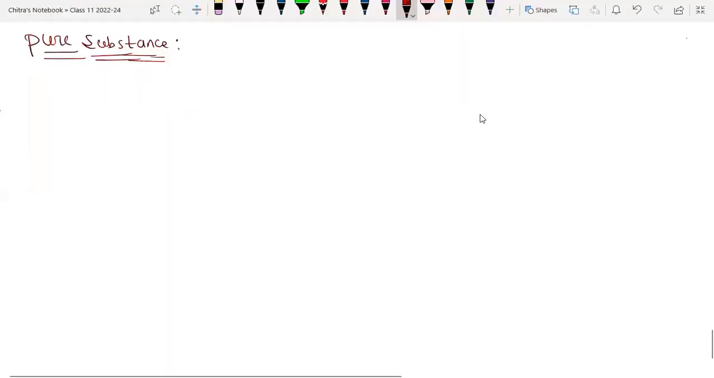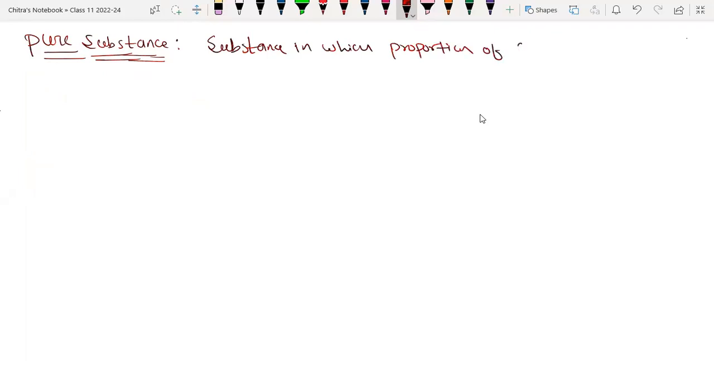Now we are going to discuss pure substances. So what are pure substances? They may be mixtures or they may be pure atoms, but the proportion of their constituent particles is fixed. Such substances are called pure substances. I'm writing the definition for that. What is a pure substance? A substance in which the proportion of constituent particles is fixed is called a pure substance.